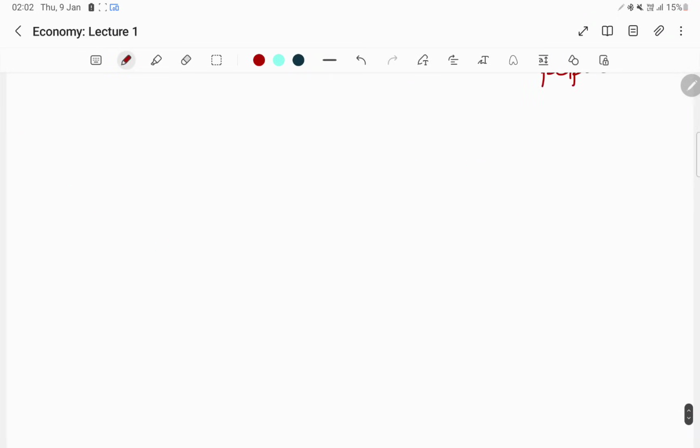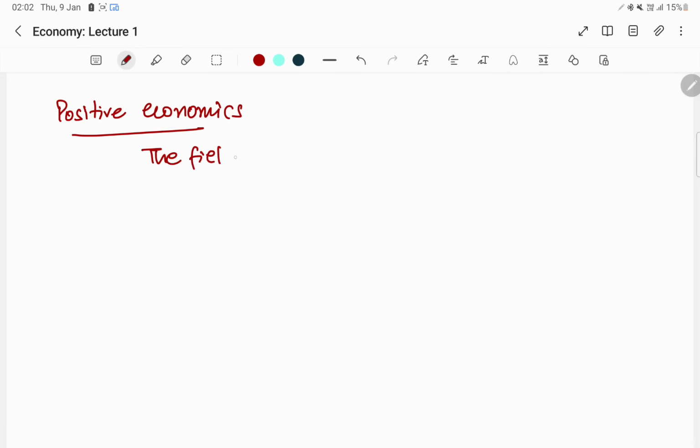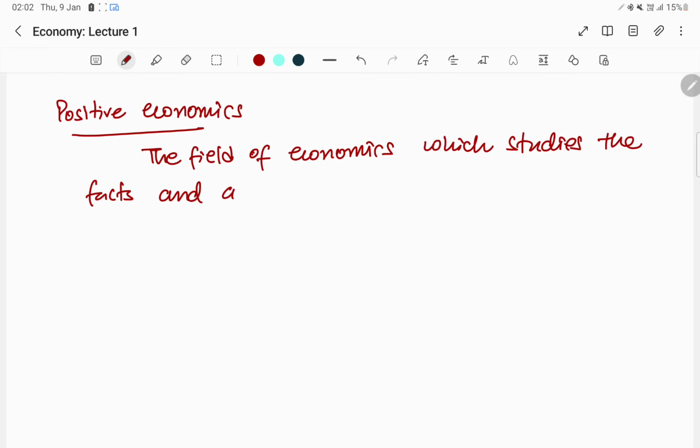But one more thing we want to study here, that is, there are two major classifications or approaches. One is positive economics. So what do we understand by positive economics? Positive economics means the field of economics which studies the facts and actual values is known as positive economics.